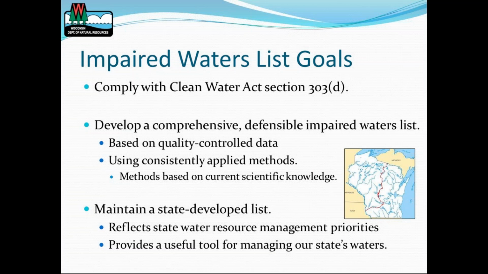I work in the central office in Madison, but when I do the assessments, I send any impairment changes out to all of our regional biologists because they know what's going on with the waters on the ground. I may not know if there was a restoration on a water or if there's been any work done, and therefore some data should not be used, or there may be other factors in the data that was used for an assessment. So maintaining a state-developed list makes sure that it's the most accurate for our water resources.